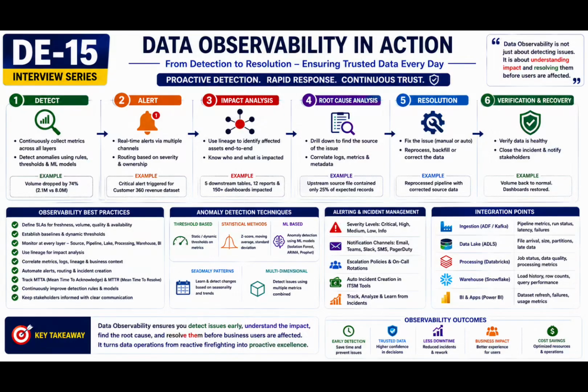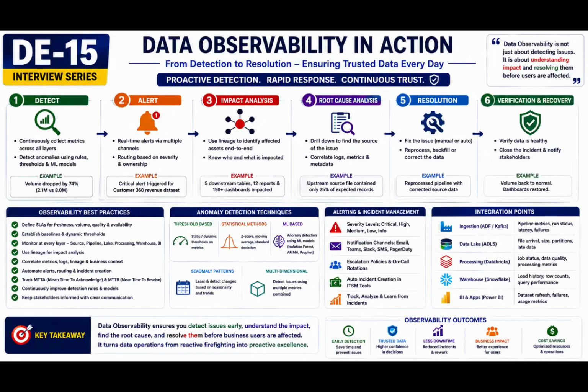Then the third step is impact analysis. Now we need to understand what is affected. This is where our 13th question, lineage and capability, becomes extremely valuable. We can trace affected tables, downstream datasets, Power BI reports, dashboards, applications, and potentially business users. For example, one failed dataset might affect 5 downstream tables, 12 reports, and 150 dashboards. Now we understand the business impact, right?